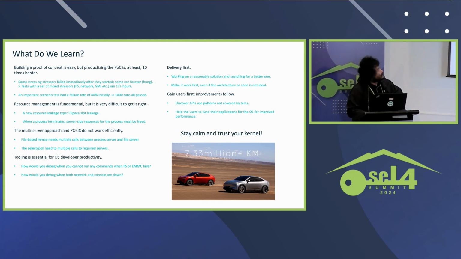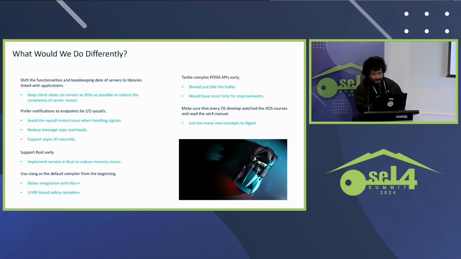Okay. And so what we would do differently. The first one is we would like to shift the functionality on the bookkeeping data of the server to the libraries as much as possible. Keeping the client data as little as possible on the server side reduces the complexity of the restart server, and it also makes the server simpler, which means probably fewer bugs, which have system-wide impacts.